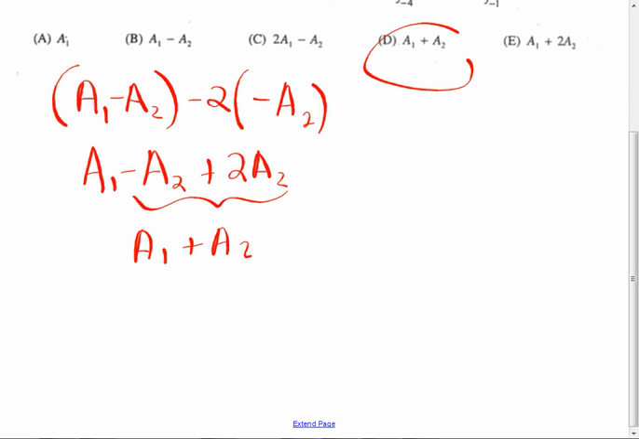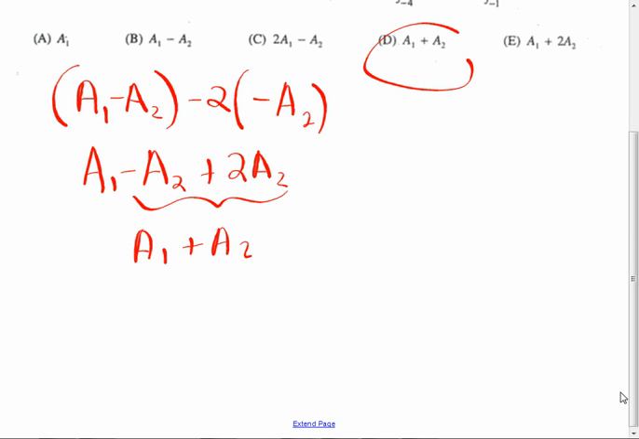Algebra. Make them x's. X and y or something, if that makes it easier. Now, the multiple choice questions are online, and the solutions are there too.